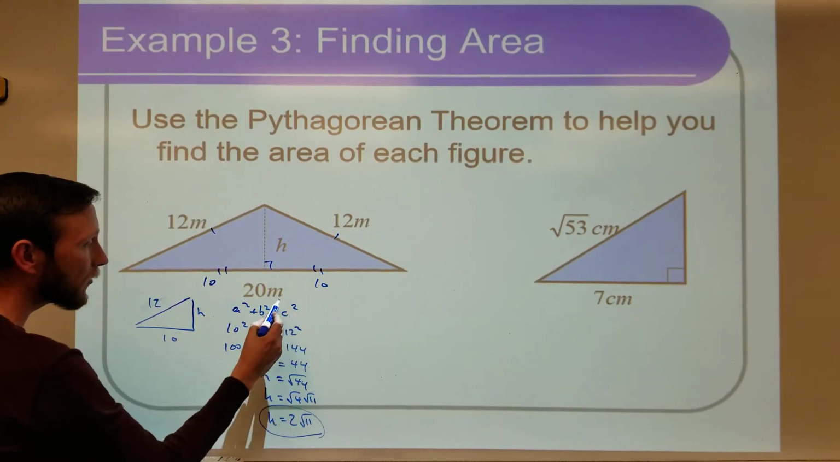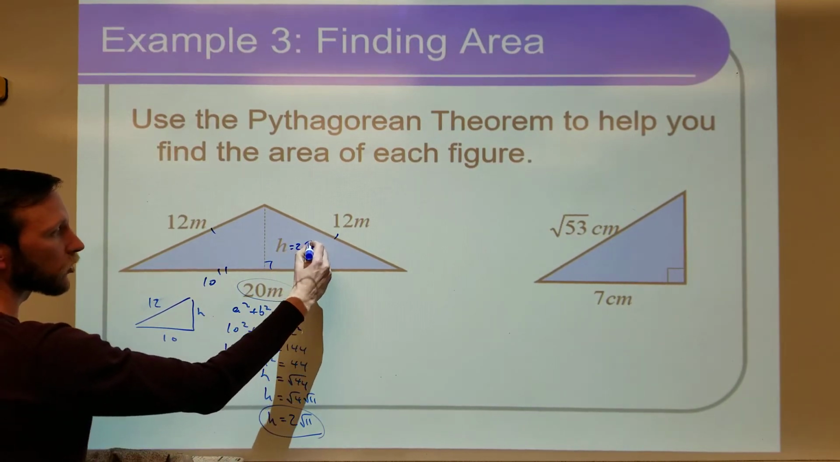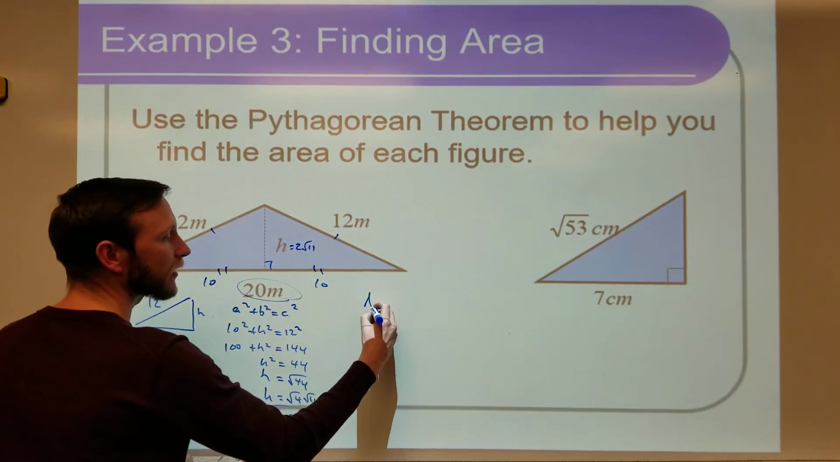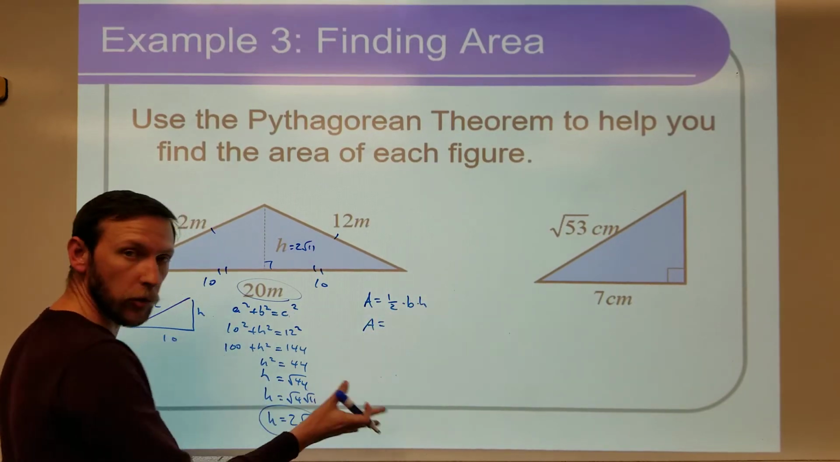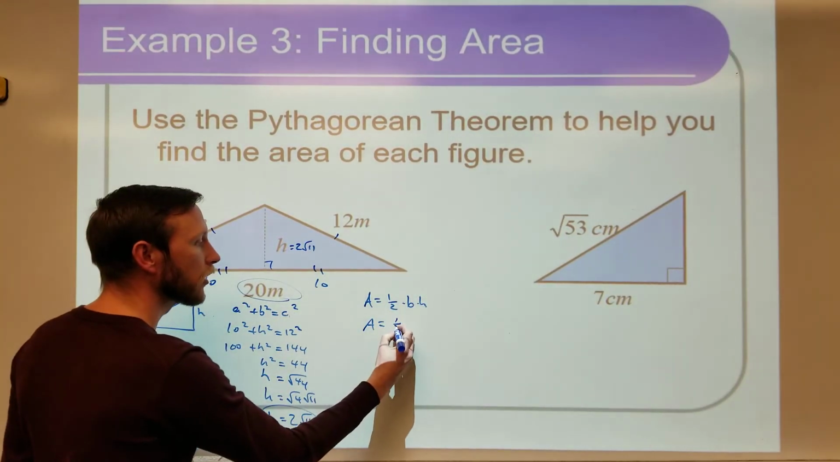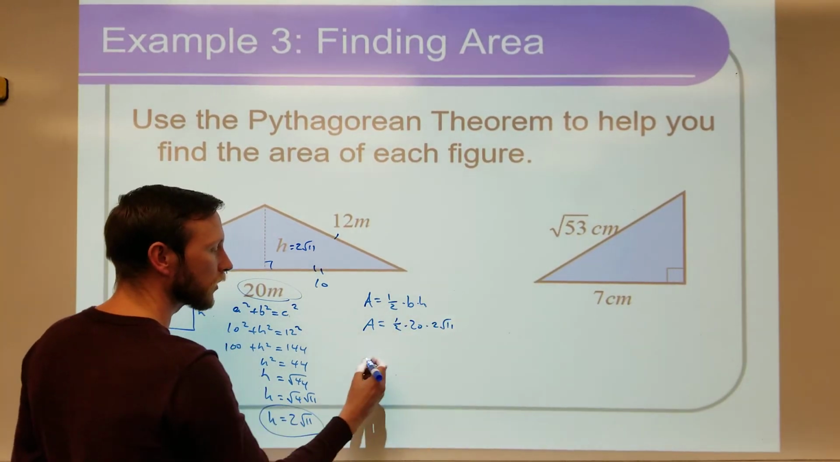Well, I have the base of 20. I now know the height is 2 times the square root of 11. So now I can find that the area of this triangle is 1/2 times the base times the height, just like we did in lesson 1 from this unit. That tells us that the base is 20, the height is 2 times the square root of 11.